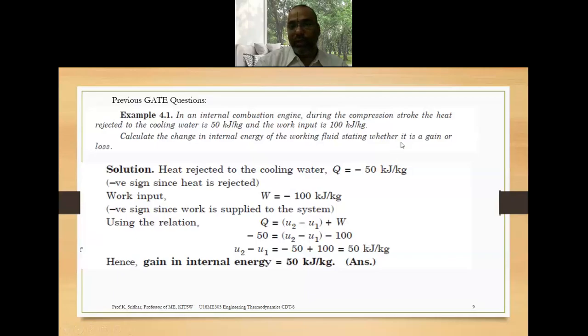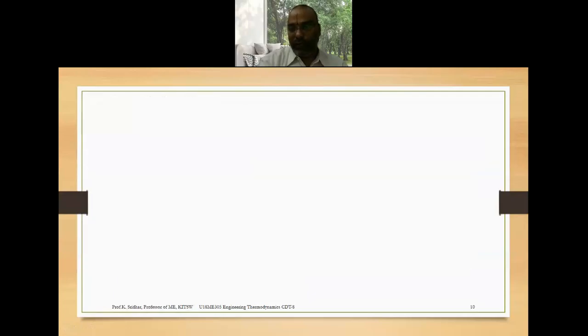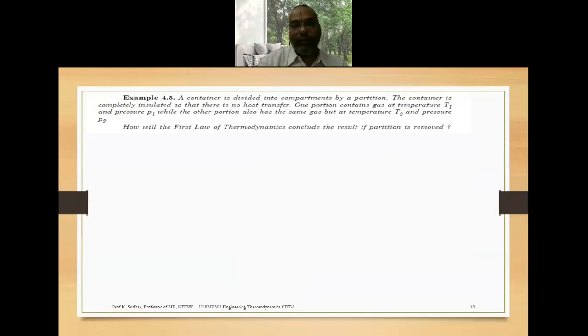So here he is asking whether it is a gain or loss. Because it is U2 minus U1, we can say that it is a gain. How much is the gain? It is 50 kilojoules per kg. It is the gain. So similarly, now you can go through the next problem also.